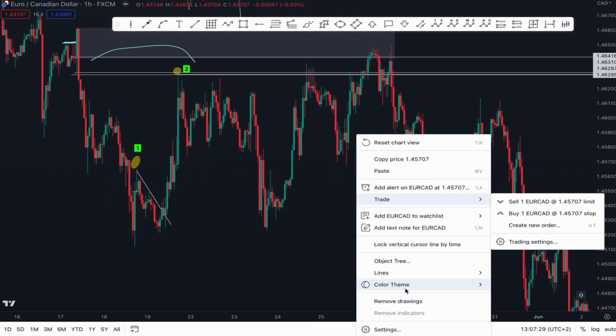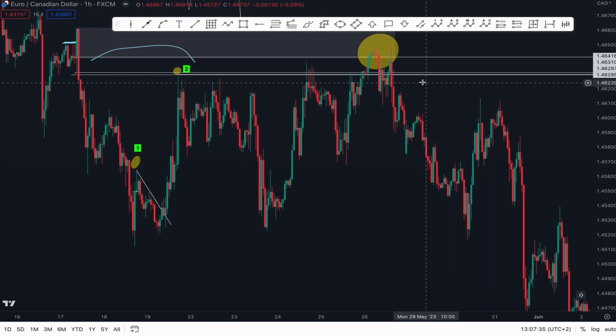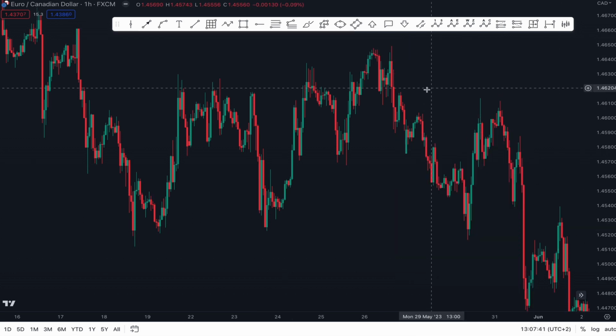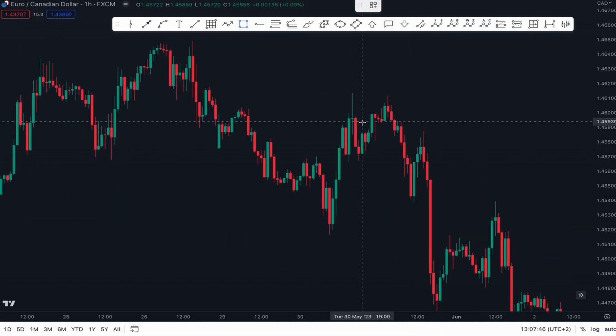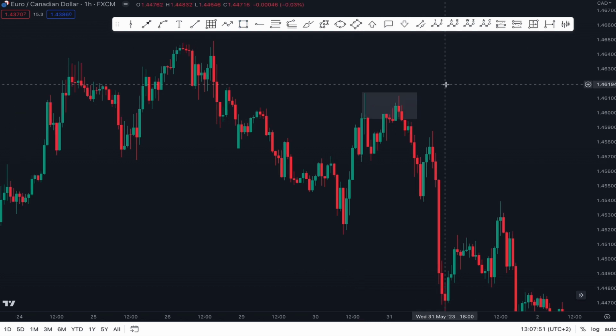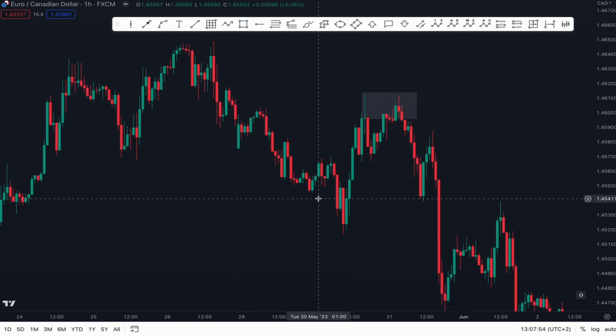So what if you have missed this entry here? Well, you have some opportunities to enter the market here. Let's look. I remove everything. I can see a lot from here. We have even this one, and I don't see anything yet.